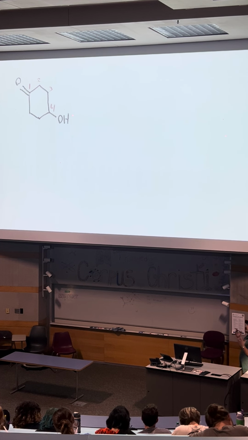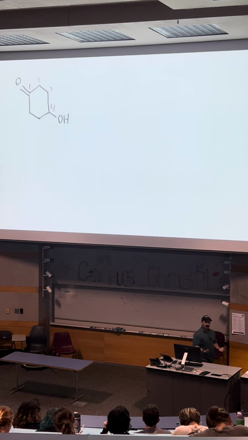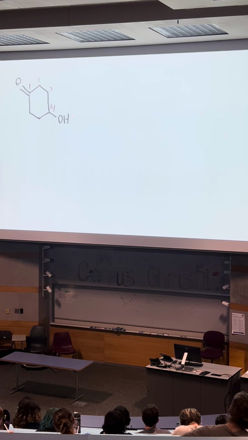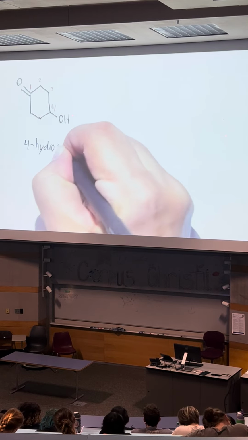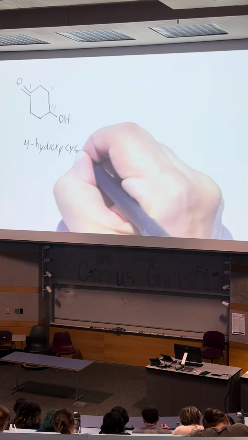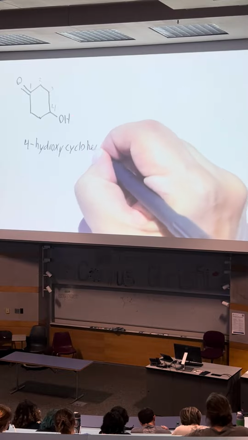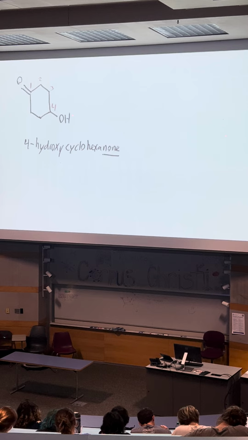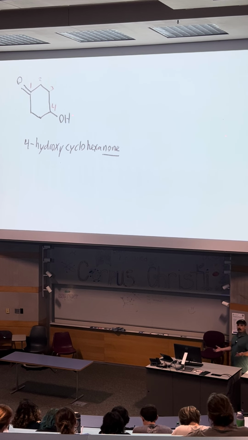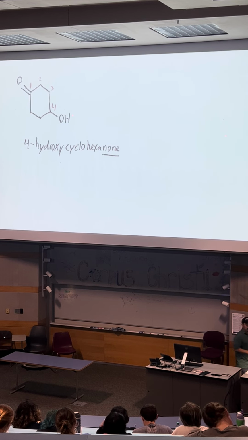which means that since the alcohol is not the base name, we need to figure out what that functional group is as a substituent. The alcohol as a substituent is a hydroxy. So for something like this, it is 4-hydroxycyclohexanone. And then we'll learn later that the -one, that suffix, is the indicator that the base name is a ketone.